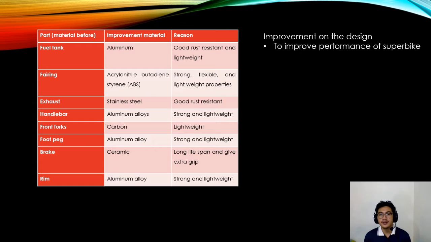Now we are going to talk about the improvement on the design, where we have to change the material to improve the performance of the superbike. The major reasons why we need to change the material are mostly the light weight, rust resistance, flexibility, and the strength of the material. You can see the number of materials that we change to increase the performance.